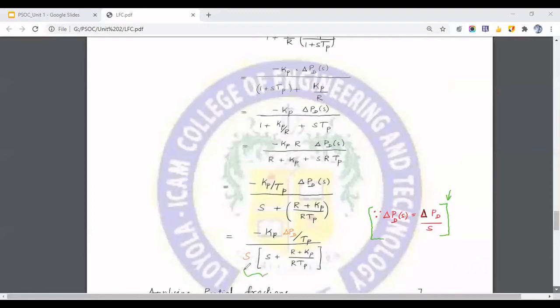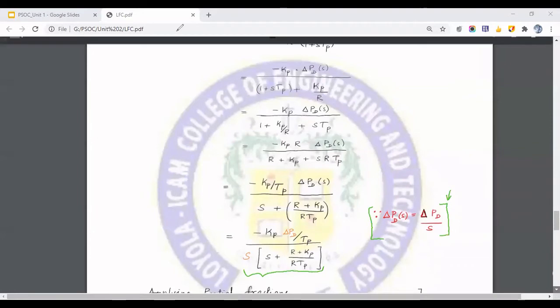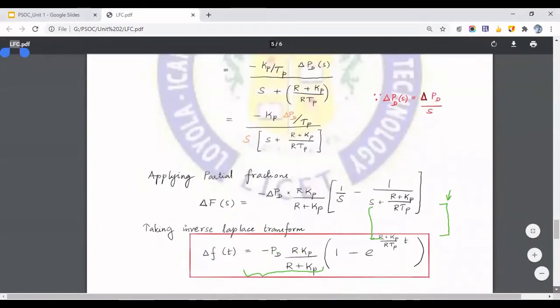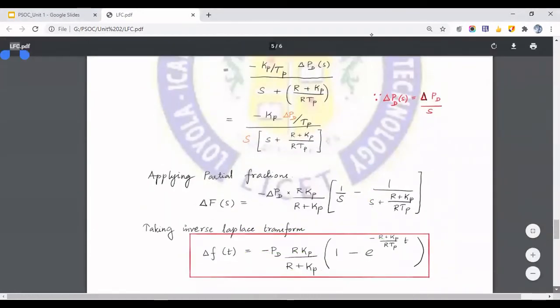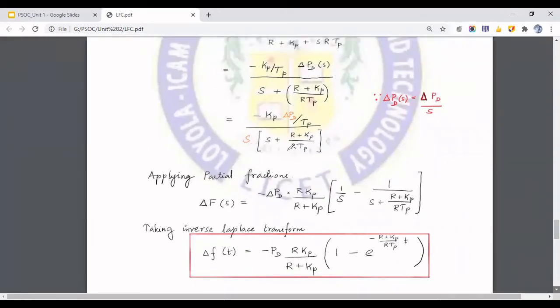So here I have two s terms in the denominator, and hence I cannot take the inverse Laplace transform directly. So I go for the help of partial fractions, and I split this denominator. While you apply partial fractions, you will be writing it as A divided by s plus B divided by s plus (R plus Kp) divided by RTp. Okay, so we'll be finding the values of A and B.